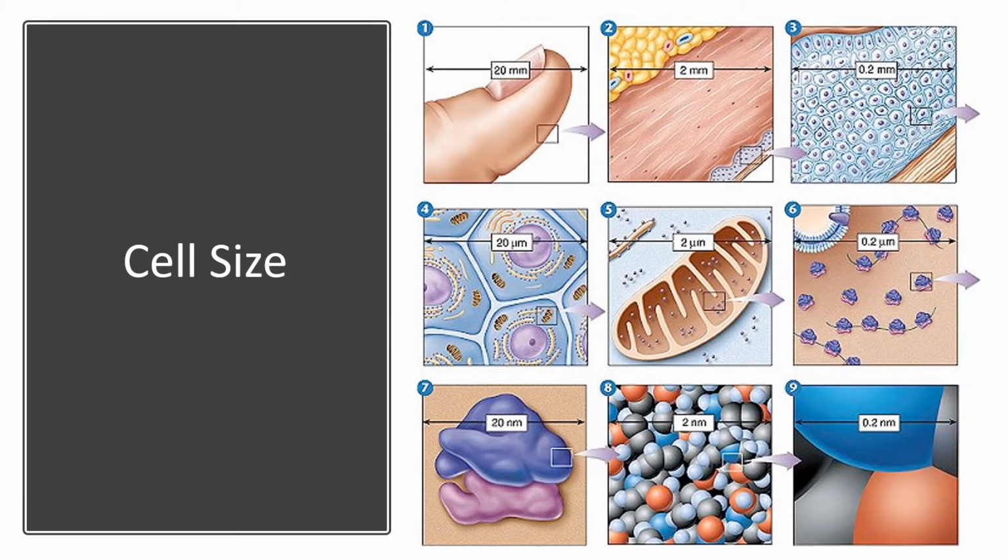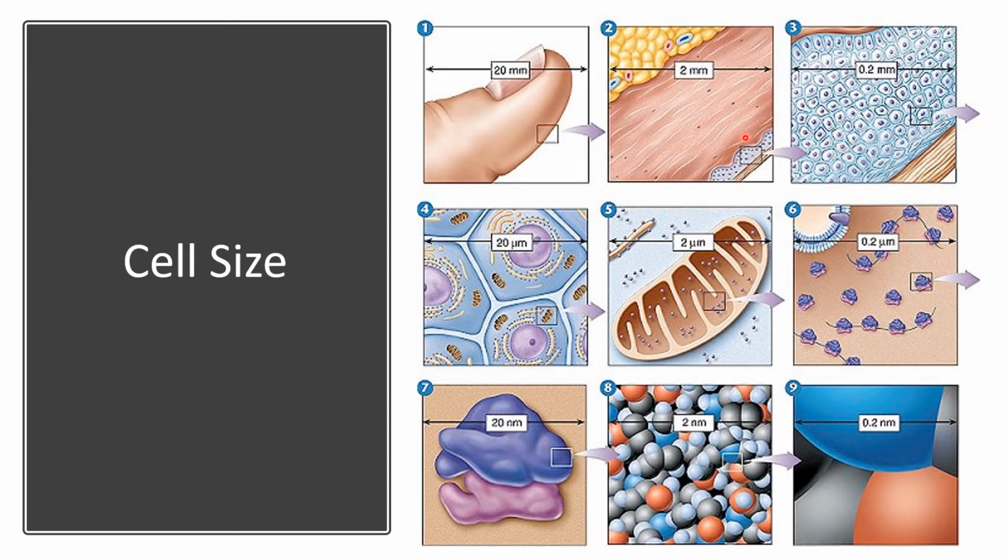So I want to put the cell size in perspective. Okay, so if we look at this image, we are going to start off with your finger, and from your finger we are going to zoom in on a very small corner of your finger. We are going to zoom in, and this is about 2 millimeters, so this is still in the range of something that we can potentially see.